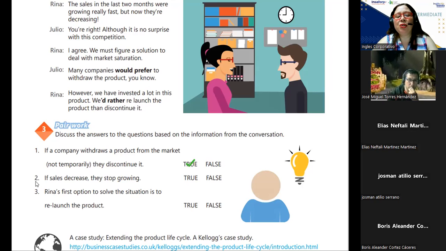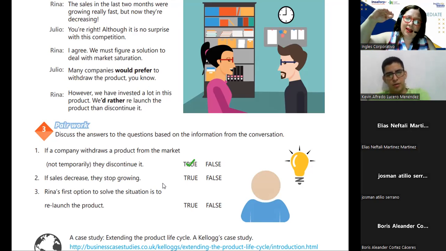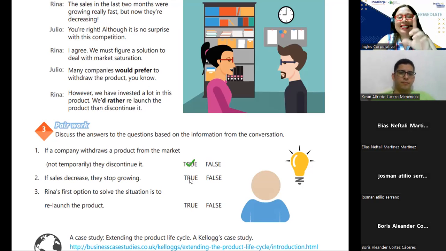Number two, who wants to read number two? If sales decrease, they stop growing. Okay. What do you think? True or false? True. Exactly, right? In the maturity stage, there is no other way: you receive the same and suddenly you start declining. Take off was when it was growing, at the beginning. But in the maturity there is decline. Okay, if sales decrease, they stop growing. True.